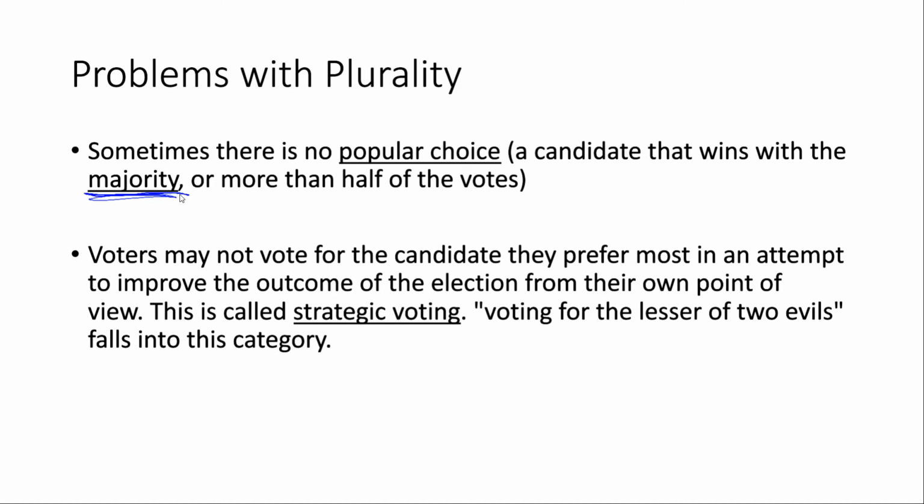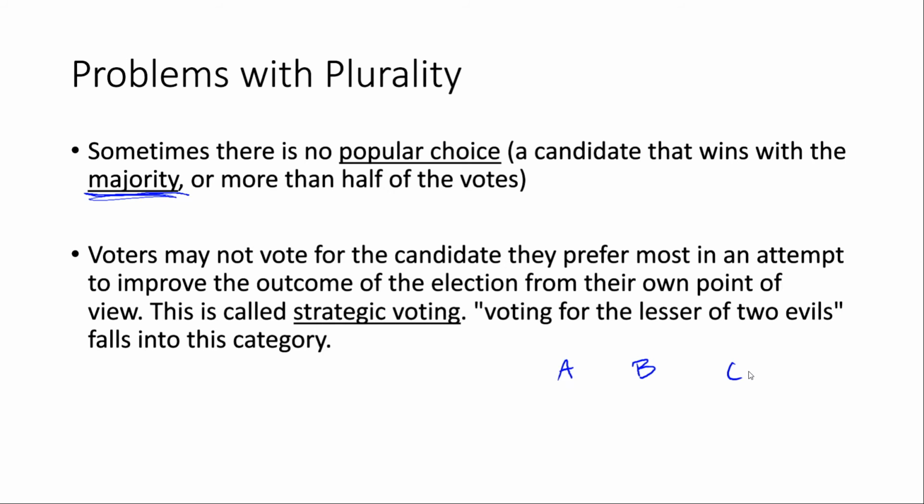Another problem that can arise because of situations like this is voters may not vote for the candidate that they prefer most in an attempt to improve the outcome of the election from their own point of view. This is called strategic voting. You may have also heard the term voting for the lesser of 2 evils. Let's say you have candidates A, B, and C.